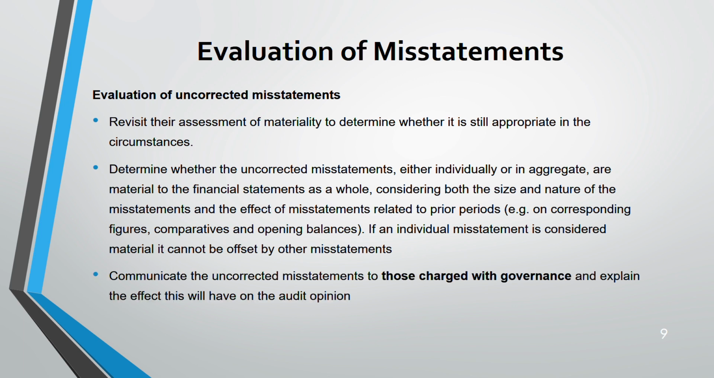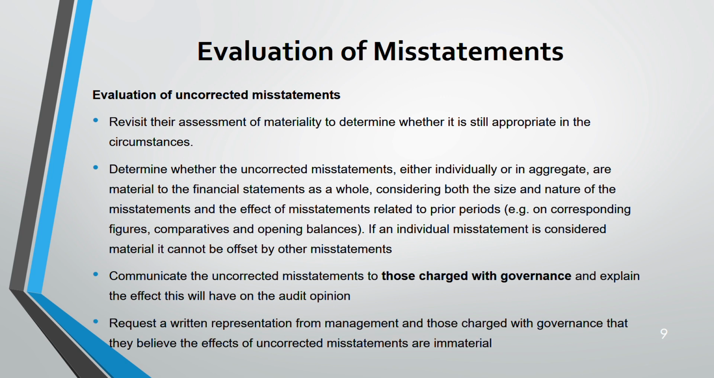Then communicate all uncorrected misstatements with those charged with governance, and the effect on the audit opinion is to be explained. And finally, you need to request a written representation from the management that they believe the effect of uncorrected misstatements is immaterial. Now we'll go through an example of evaluation of misstatement.